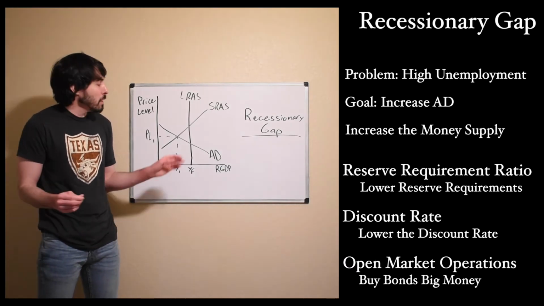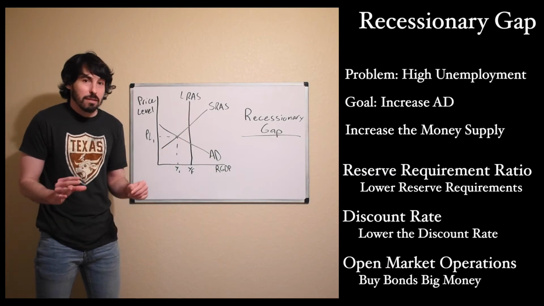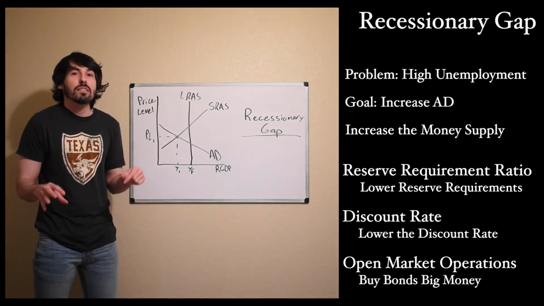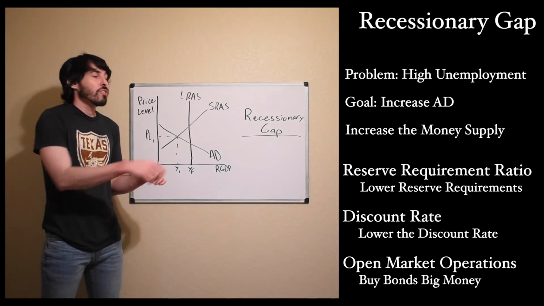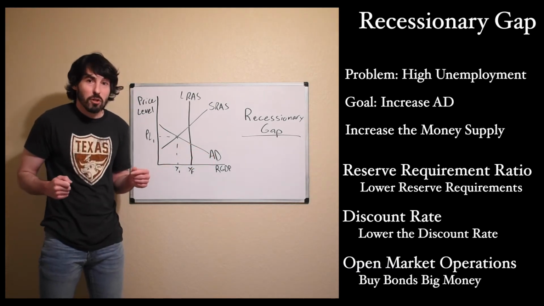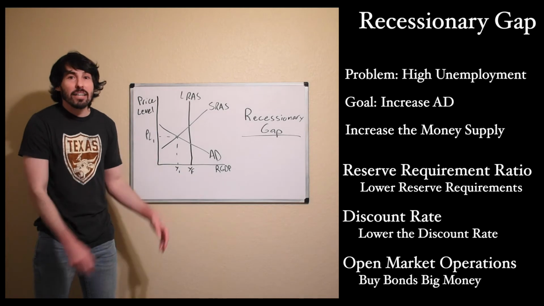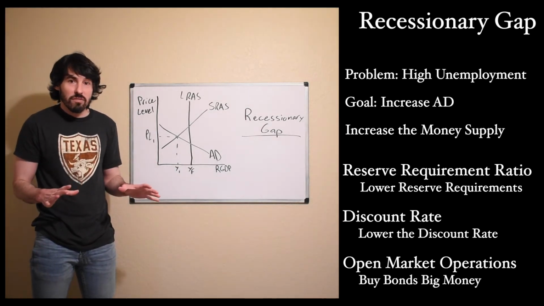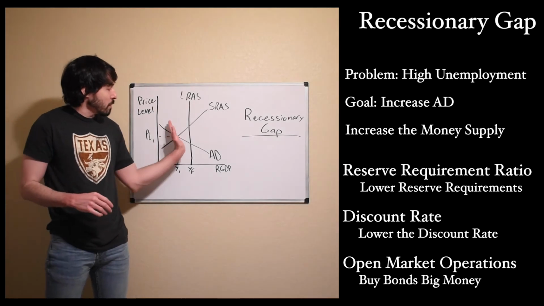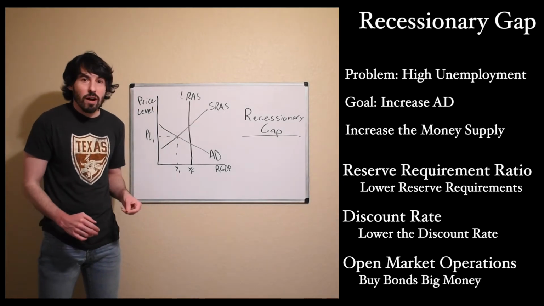If the Fed needs people to spend more money, they need the money supply to increase, so they'll buy bonds. Remember, buy bonds, big money. If they buy bonds, they're taking pieces of paper away from commercial banks and handing them cash that those banks can then turn around and loan out. That leads to an increase in the creation of money, which will lead to more money being spent and aggregate demand shifting to the right.